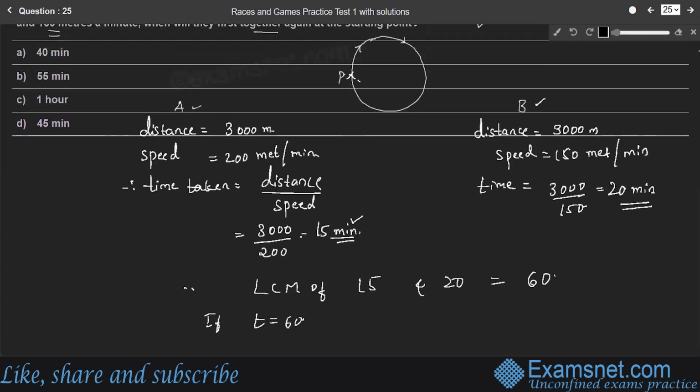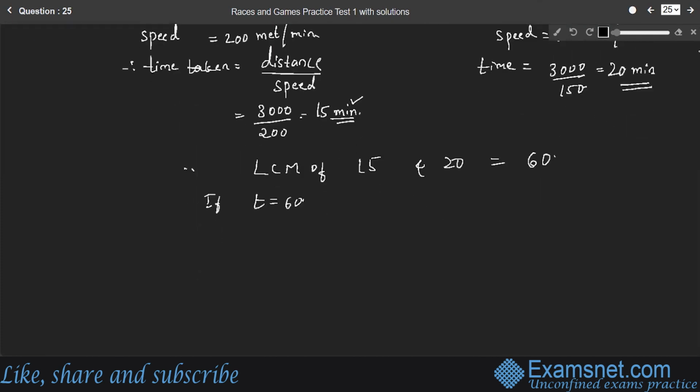So in 15 minutes, if A completes one rotation, in another 15 minutes he completes one more rotation. So in 30 minutes, A completes 2 rotations. Therefore, in 60 minutes, A completes 4 rotations, right? So A completes 60 by 15, so 4 rotations, right?